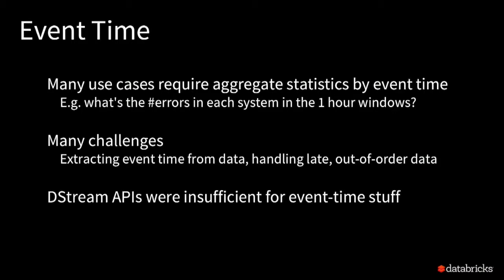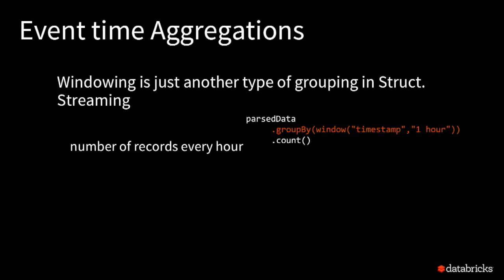Typically things like how many events did I get in the last 1 hour, or that were generated at the source in the last 1 hour. Those sort of windowed aggregates are what I'm talking about. And here the old DStream APIs were insufficient because they didn't give you the right APIs to express your event time windows. They only allowed you to express windows on when the data was received by the system, not the original data.